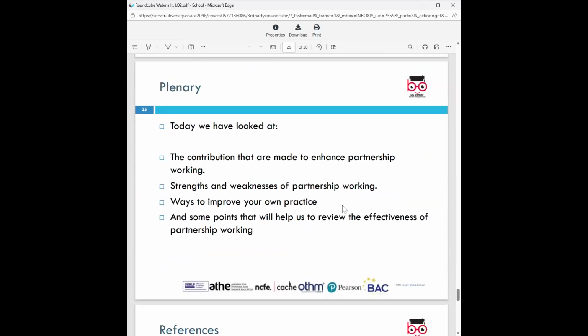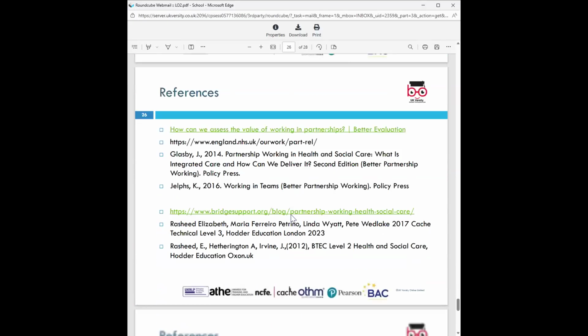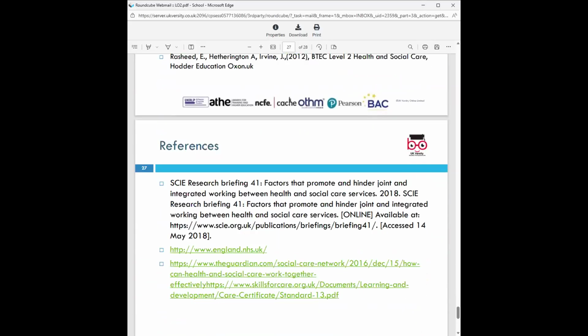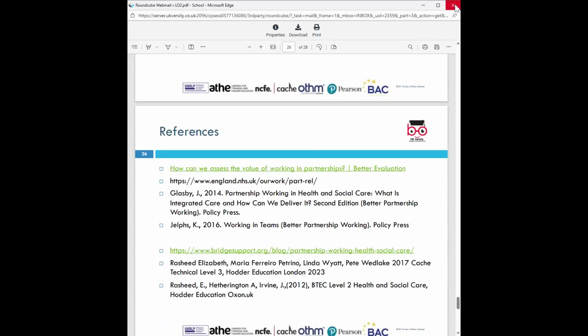So here we've looked today at learning outcome 2, at the contributions that are made to enhance partnership, strengths and weaknesses, ways to improve, and any points that would review the effectiveness of partnership. And these are some of the resources that you could use to help you. So you'd right click on the resources and it would help you. Okay, so that's learning outcome 2. Quickly going on to learning outcome 3.